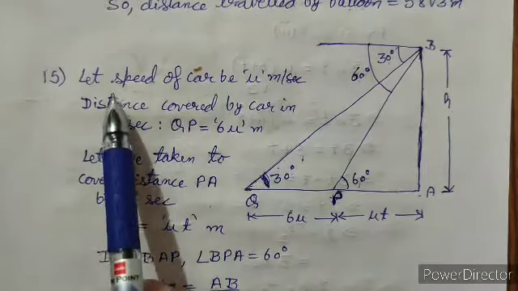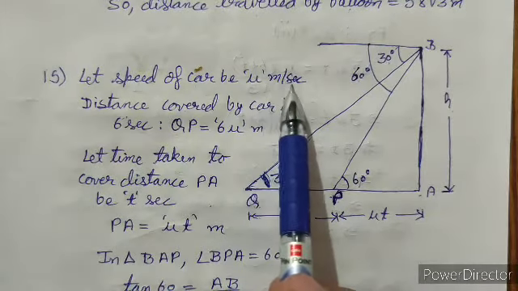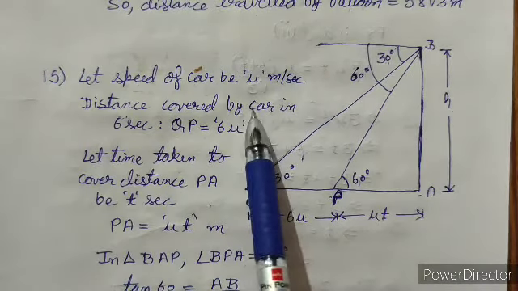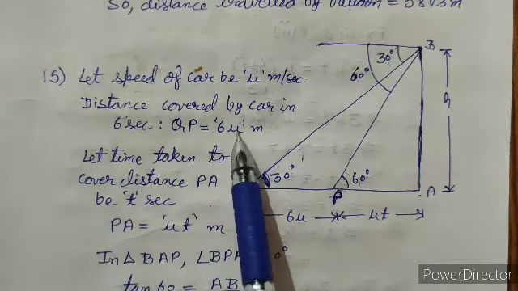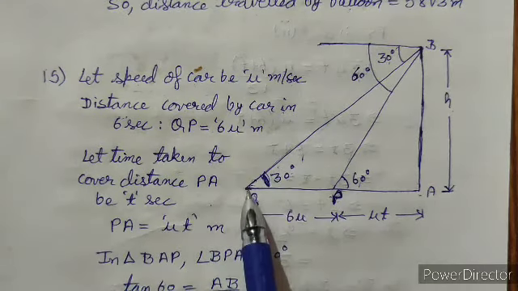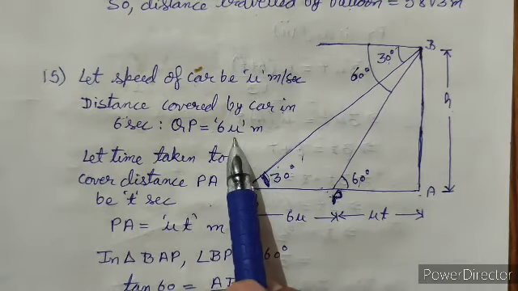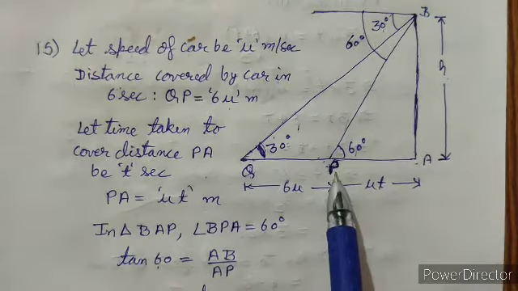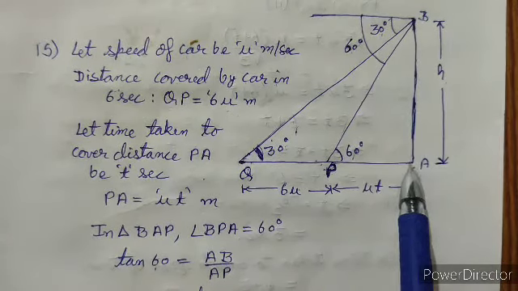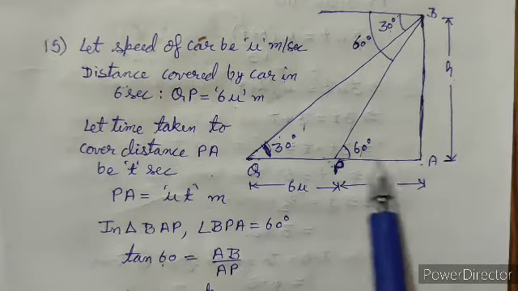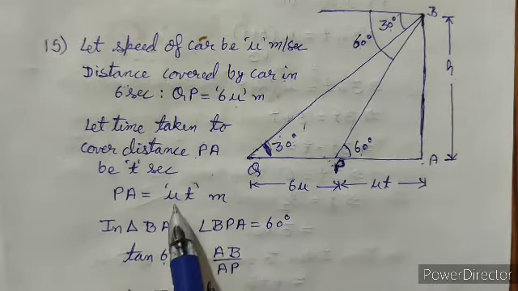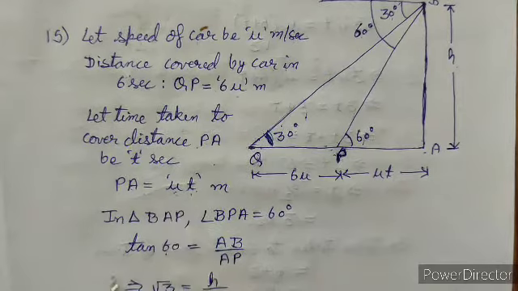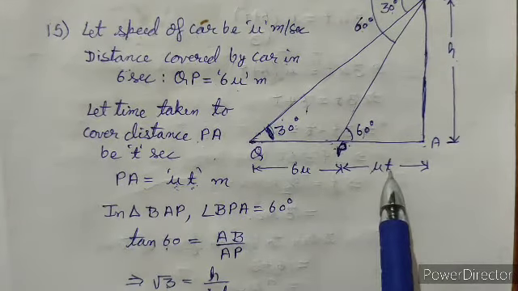Now let the speed of the car be u meter per second. Now car is moving with a uniform speed. Distance covered by the car in 6 seconds will be equal to 6u, and here the distance covered in 6 seconds is QP. So QP will be equal to 6u. Let the time taken by car to move from point P to A be t seconds. Then distance PA will be equal to u into t. U was the speed and t is the time. So distance will be speed into time. That will be equal to ut. So PA will be equal to ut.